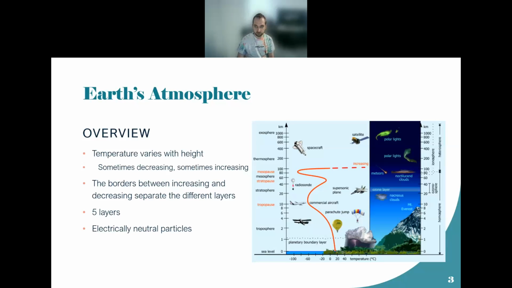And with these 5 layers, I'm talking about just electrically neutral particles like nitrogen molecules and oxygen molecules, ozone molecules, that kind of thing. No charge.